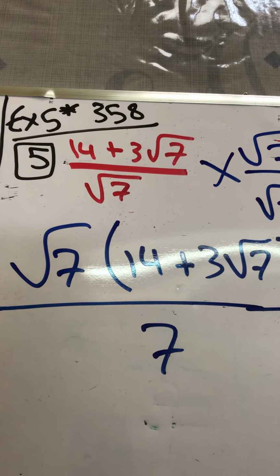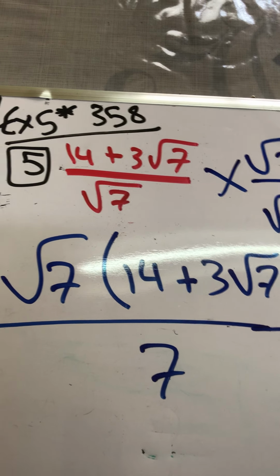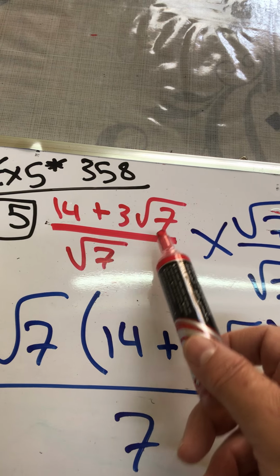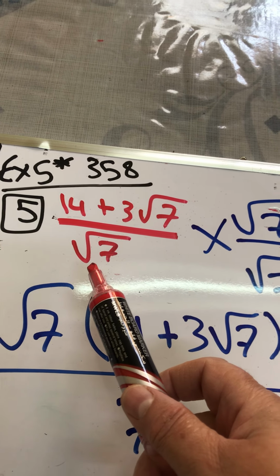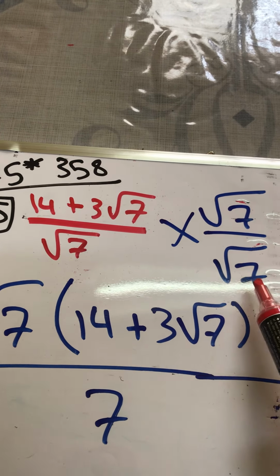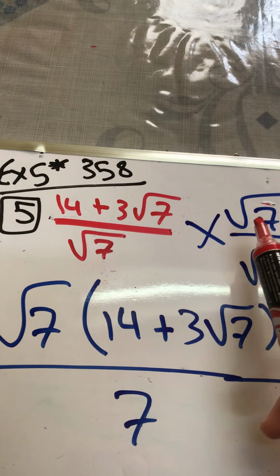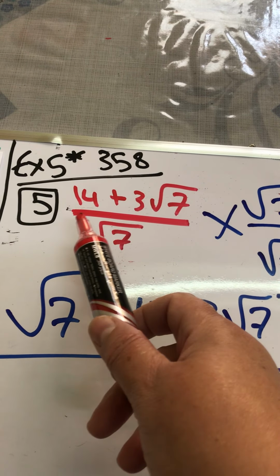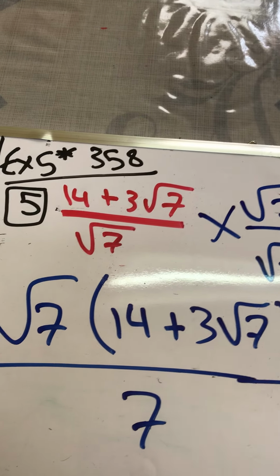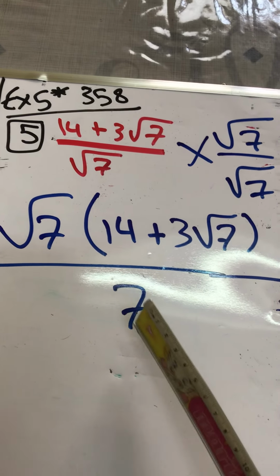Okay, let's complete exercise 5 star, page 358, number 5. As you see, we have a fraction (14 + 3√7) divided by √7. To rationalize this fraction, I have to multiply the denominator, up and down, to change it into a rational number, not an irrational number. So √7, open brackets, multiply (14 + 3√7), and down √7 multiply √7 equals 7.